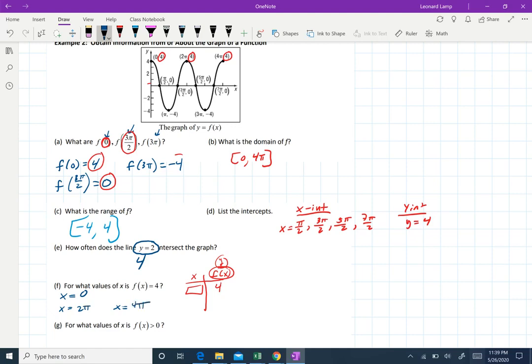And just so we're clear, you could double check this. This is just saying that you agree that f of 0 is equal to 4. You agree that f of 2 pi is also equal to 4, and f of 4 pi is also equal to 4 from our curve. That's what it's asking. For what values of x is f of x equal to 4? So they give you the y value, they want the x, right? So it's reversed. Okay, hopefully that wasn't too bad.